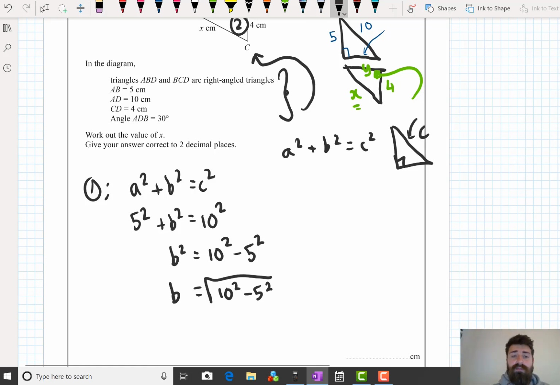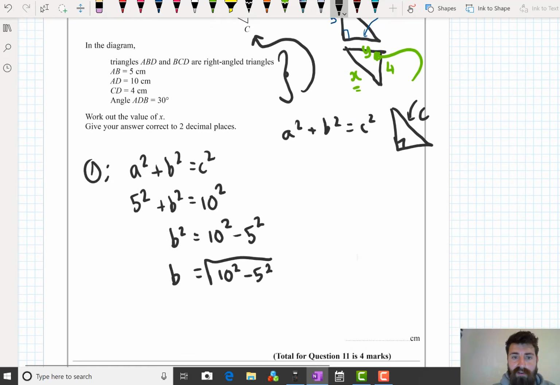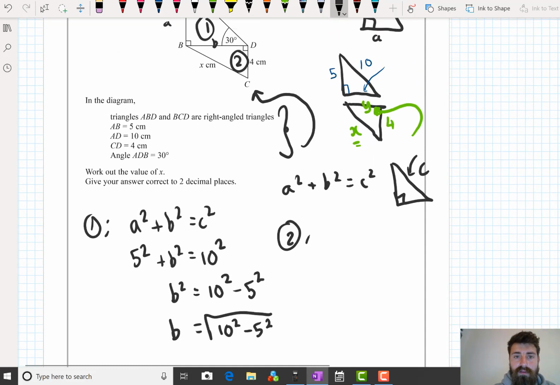Right, so we've got that missing side. Now, if I draw triangle 2 here, I'll draw a little sketch just so it makes sense to me.